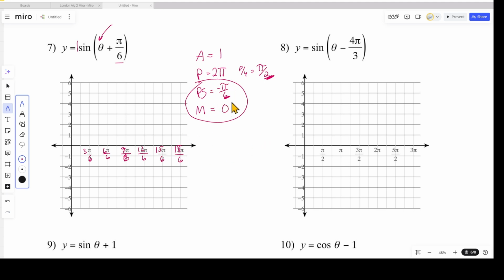And I guess since I'm going backwards to negative pi over 6, I'll need to go this way too. 3 pi over 6. Alright, it's still a little unfortunate because I don't have pi over 6. It's an odd scale. So if that's 3 pi over 6, I guess I'll have to break that into thirds, something like that. Terrible.